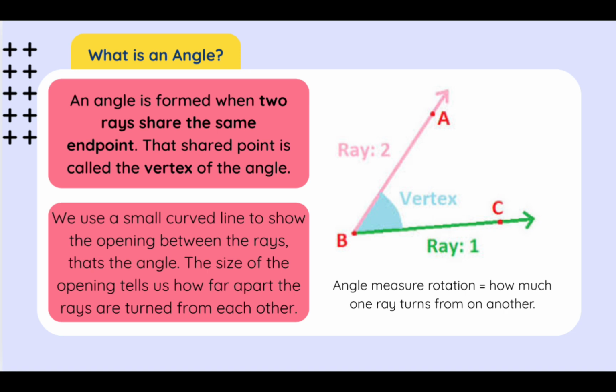An angle measure of rotation is the amount of turn, or the angle formed when a ray or a point is turned around a fixed point called the center of rotation. This also means how much one ray turns from another.